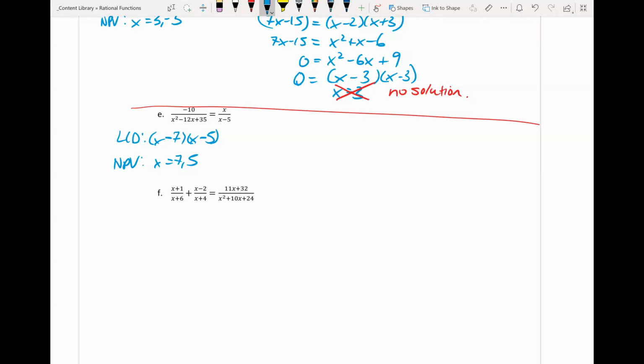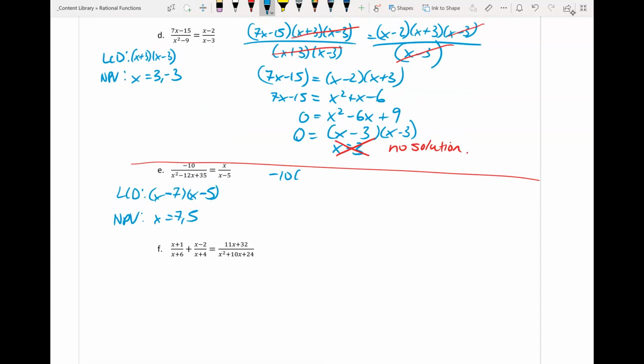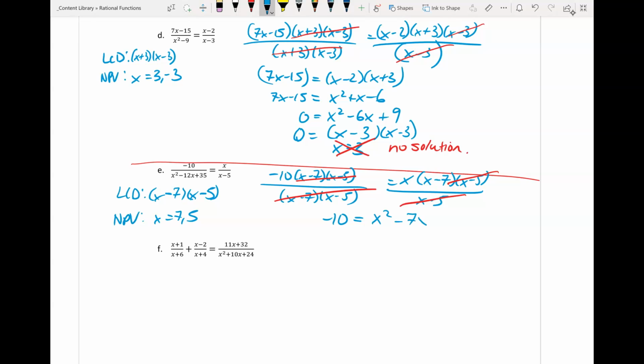So I'm going to multiply both sides by our LCD. And then we're going to simplify this. So these are gone. X minus 5 is gone on that right side. What we have left over is just negative 10. And I'm going to expand this. X times x minus 7 is x squared minus 7x. Then you just rearrange and factor.